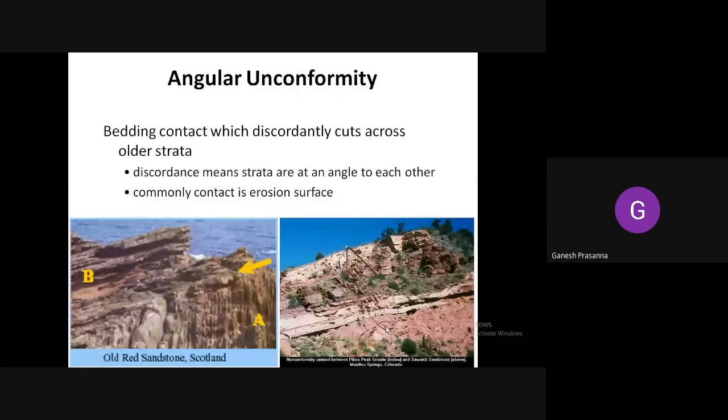You can see here this is an older rock upon which there is another rock which is making an angular intrusion, angularly making an angle. It has moved along the plane, resting on a boulder rock at an angle. Okay, so such a type is called an angular unconformity.